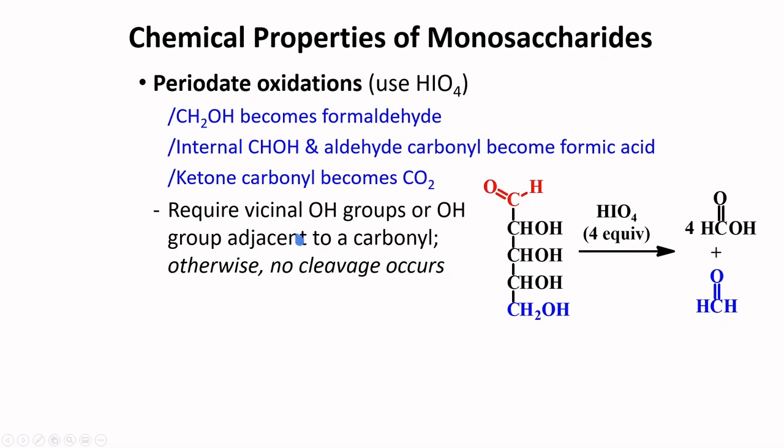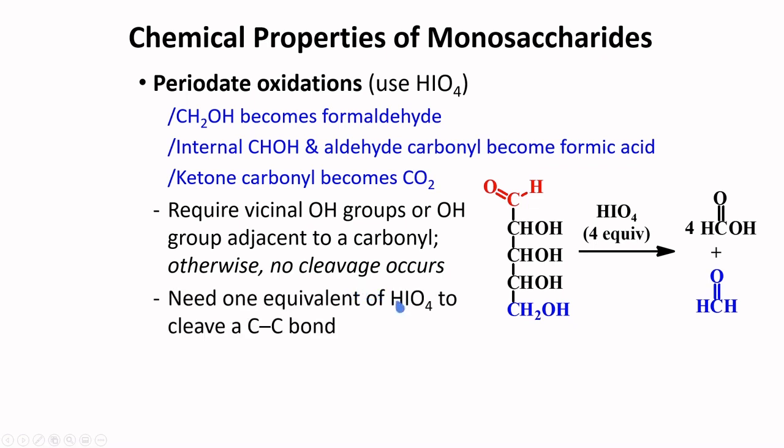Periodate oxidations require vicinal OH groups or an OH group adjacent to a carbonyl. Otherwise, no cleavage of the C-C bond occurs. Periodic acid can also be used to identify the type of monosaccharide. 1 equivalent of periodic acid is required to cleave a C-C bond. For the case of this aldose, there are 1, 2, 3, 4 C-C bonds, hence 4 equivalents of periodic acid are required.